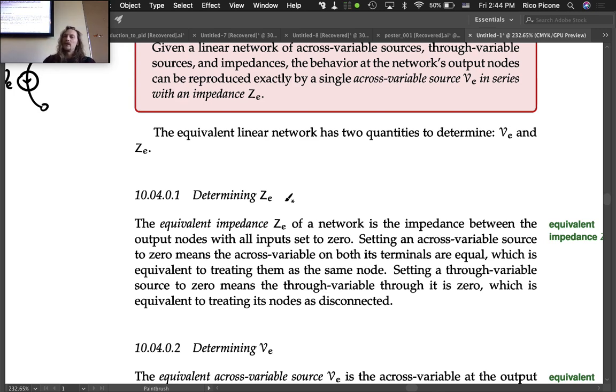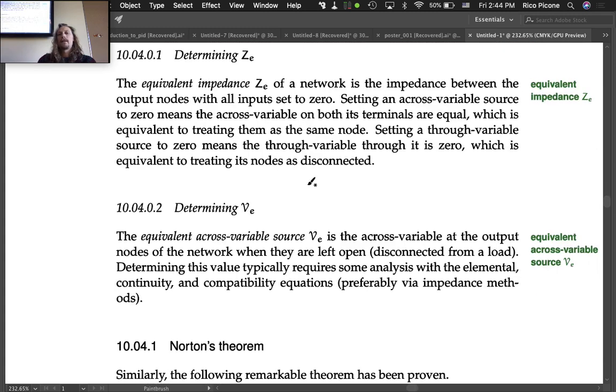In electronics, we would have said that's shorting out across variable sources, or shorting out voltage sources. Setting a through variable source to 0 means the through variable through it is 0, which is equivalent to treating its nodes as disconnected. We would have said that's open circuit in electronics. So that's how we determine ZE, the equivalent impedance.